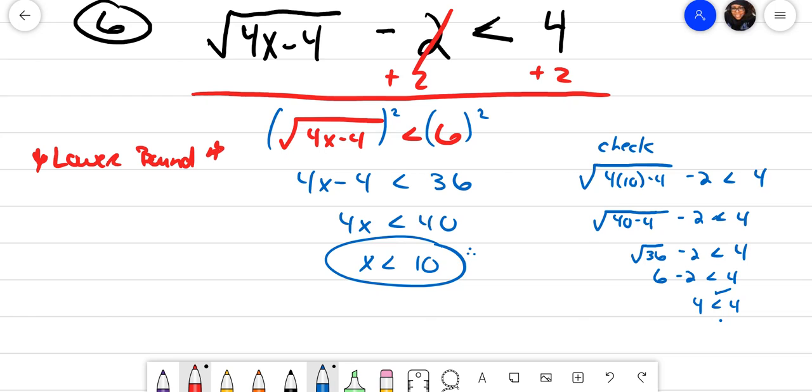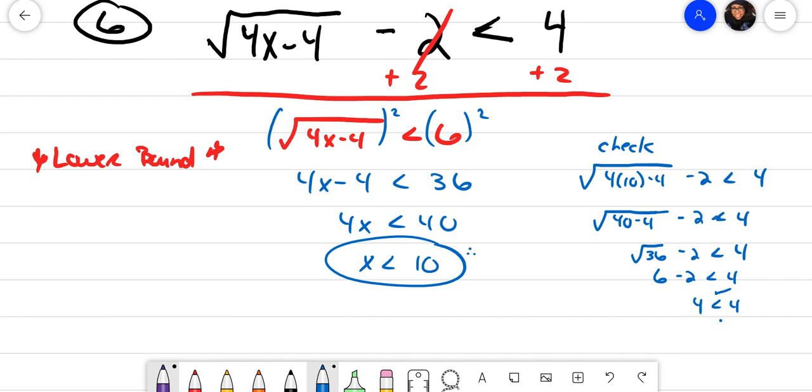Again, this lower bound is only necessary when it's less than. Since it just says less than 10, I could have come in here and put in negative 8, and it should work. And that's not true. So we have to accommodate for that and put a lower restriction on it.